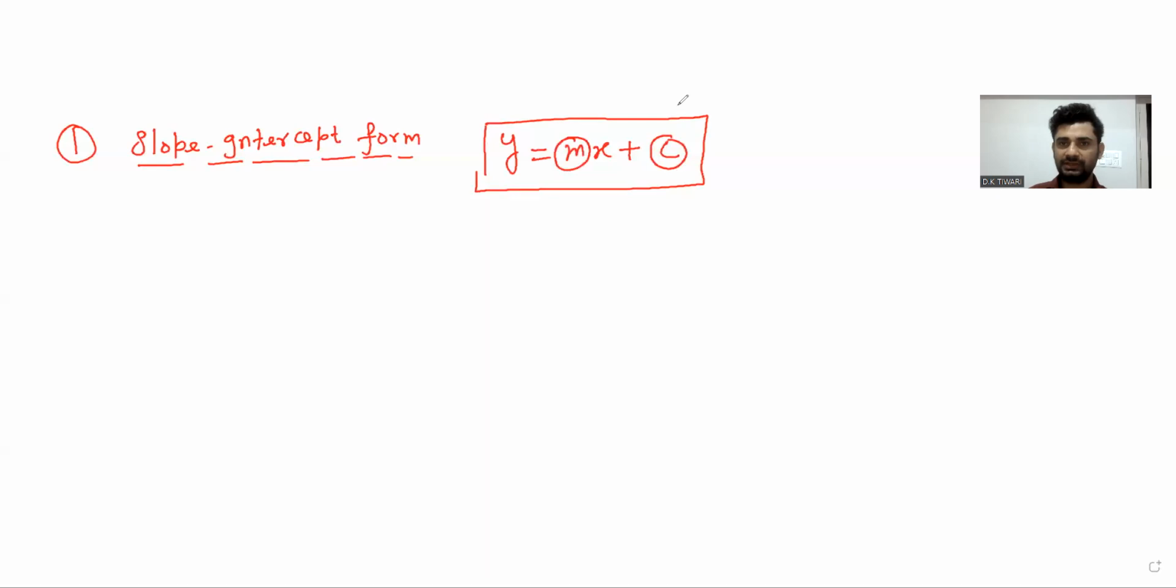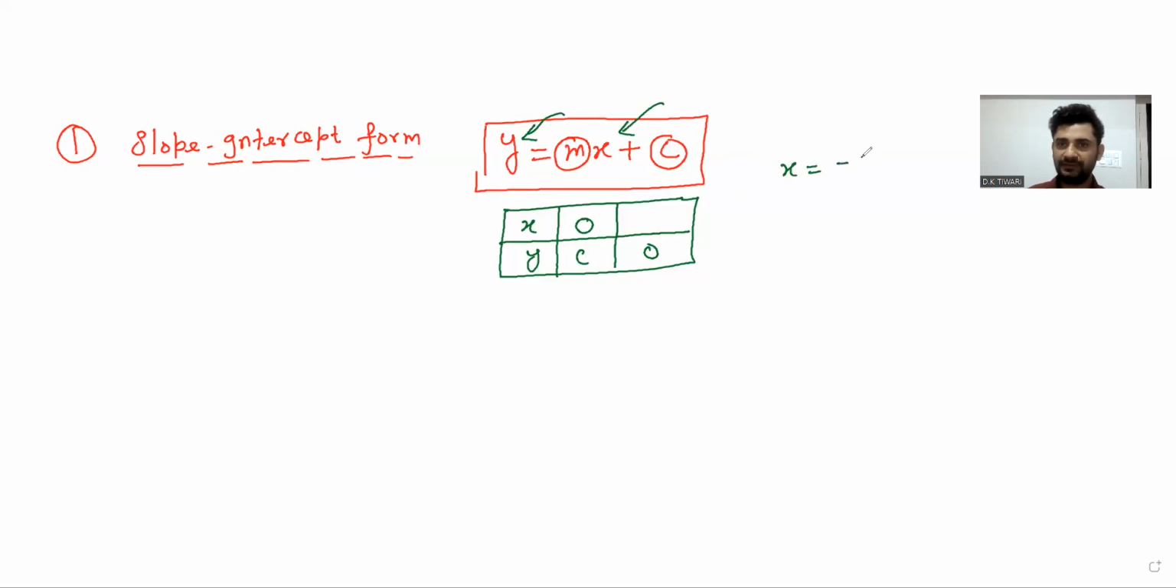Suppose if we draw this line, then we get clarity about the line. Okay, so let's say we make a system. We first put x equal to 0 in the given equation. So in this equation, if we put x equal to 0, we get y equal to c. At the same time, if we put y equal to 0, it will be x equal to minus c by m.